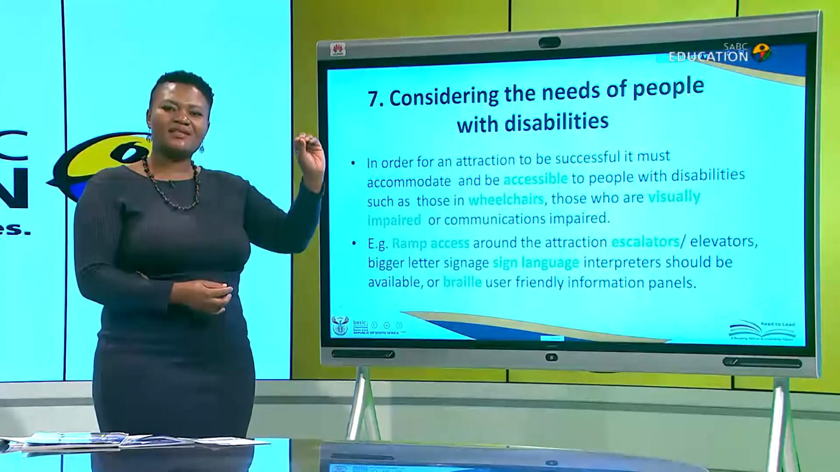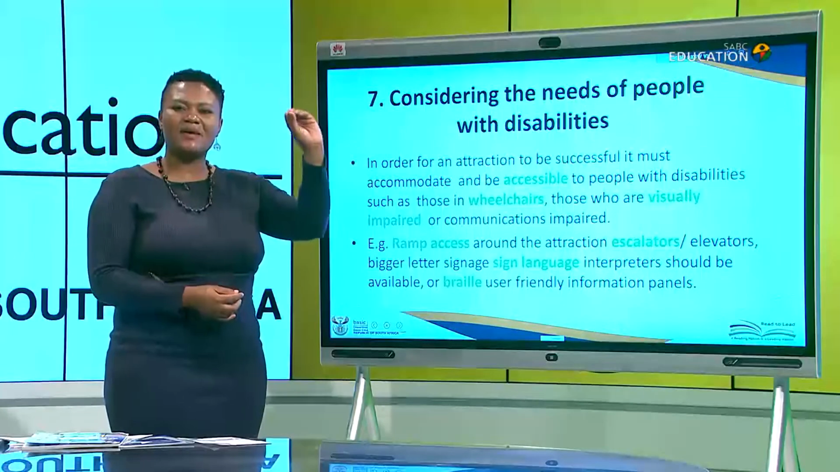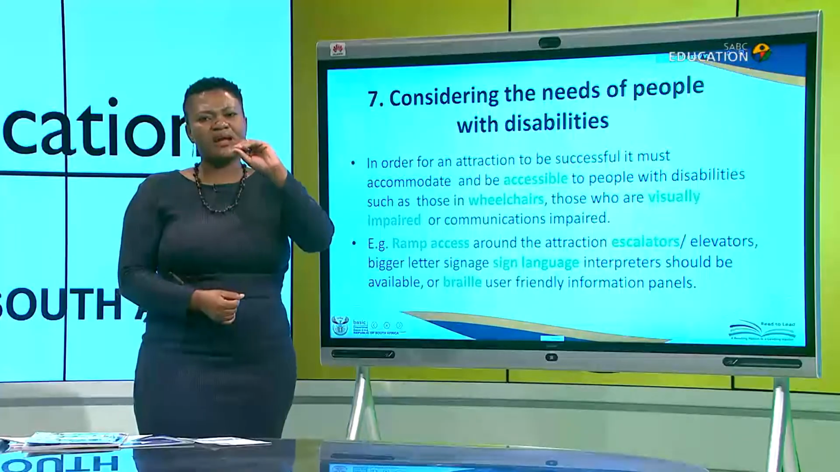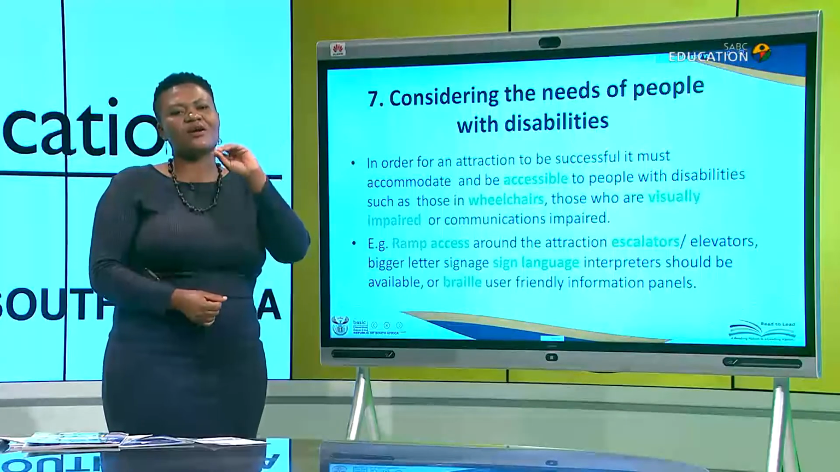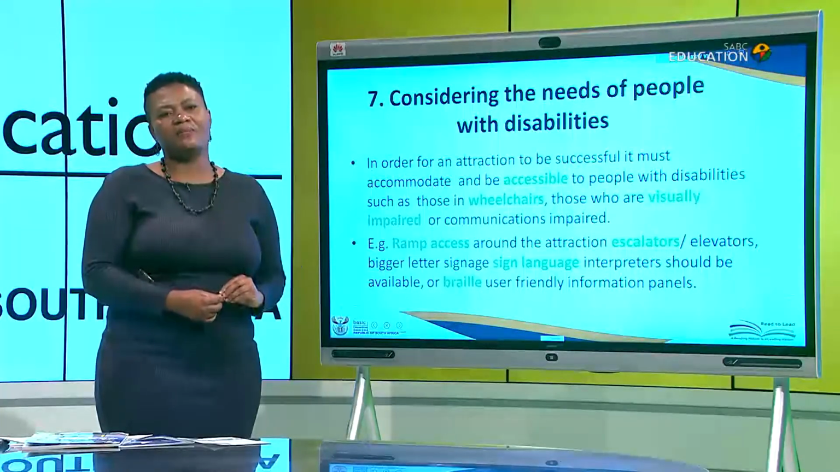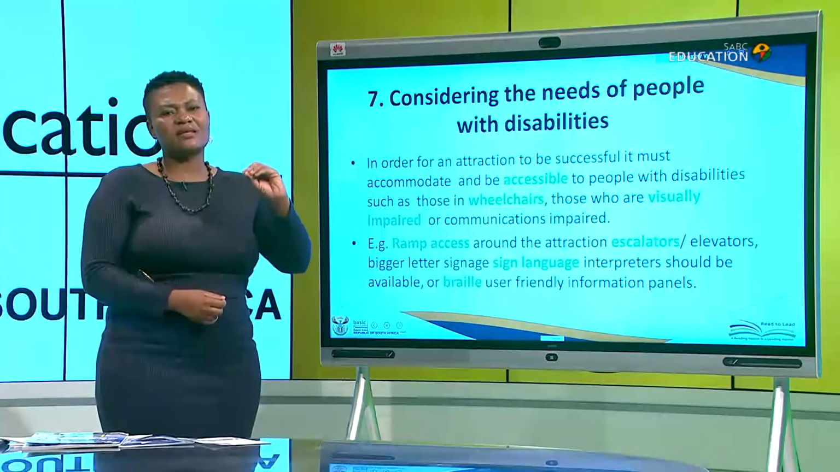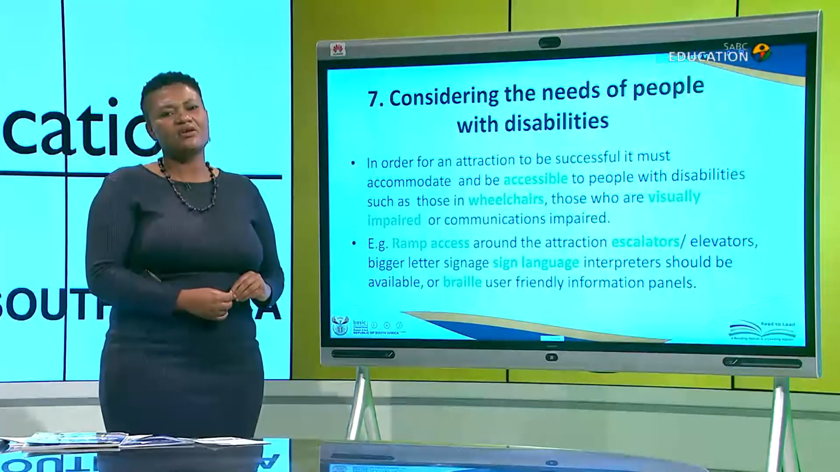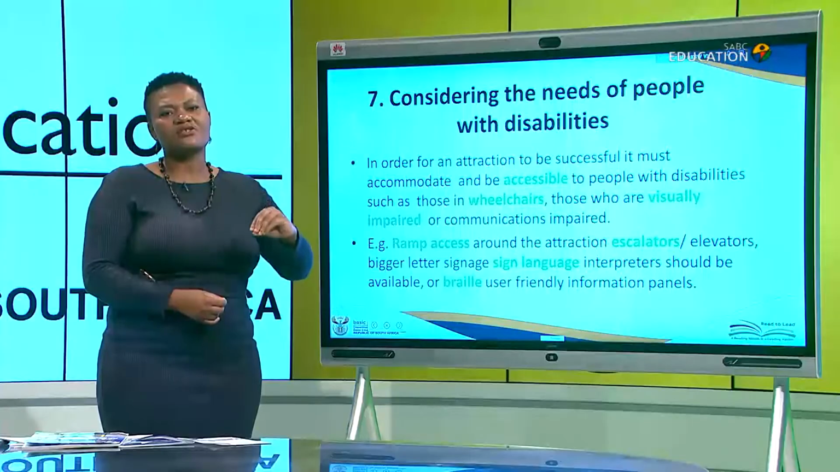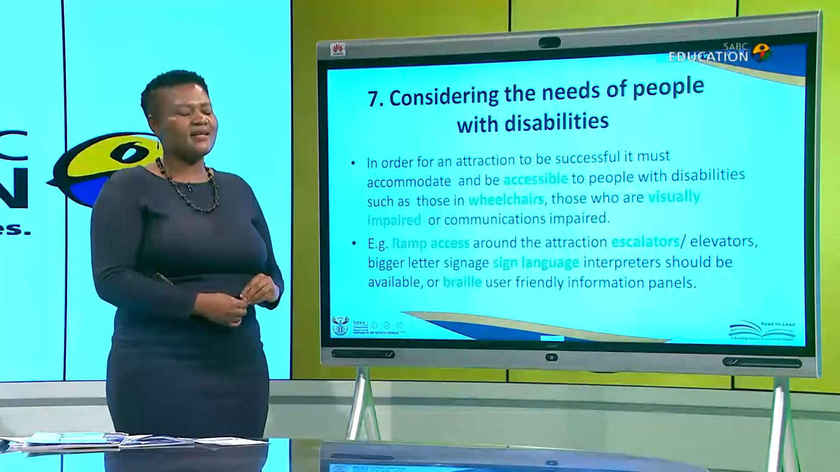This is our 7th factor, considering the needs of people with disabilities. Guys, tourism or attraction should accommodate a wide number of people. And people living with disabilities, their needs need to be considered. So when you have an attraction, also remember that you need to consider their needs.